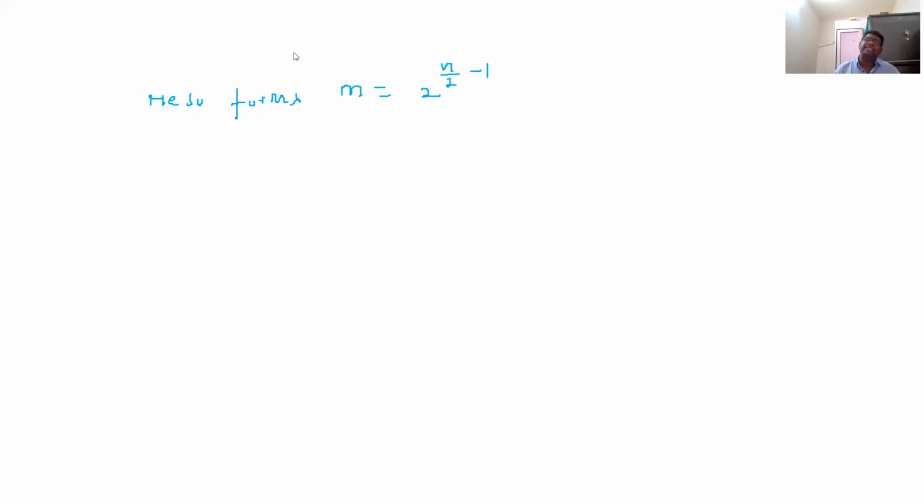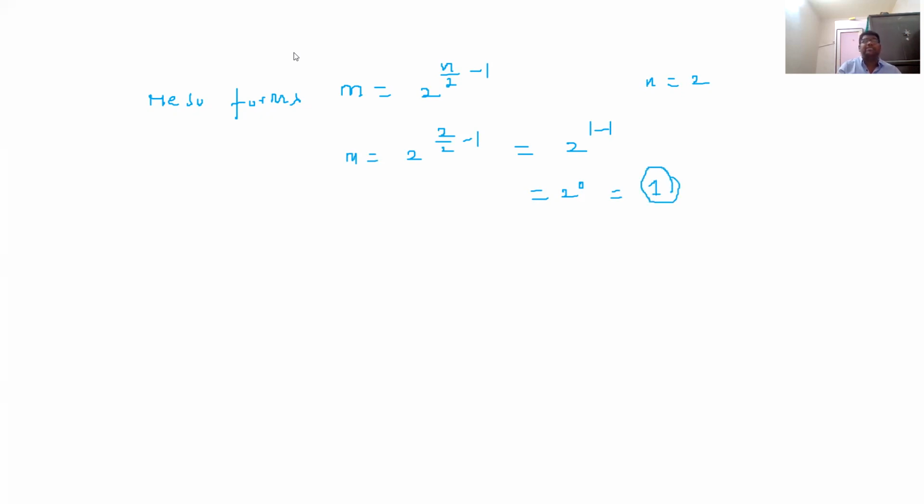So here, what is n? n is equal to 2, an even number of asymmetric centers. Therefore, m is equal to 2 power (2/2 minus 1), that is 2 power 1 minus 1, so that is 2 power 0. Anything power 0 is 1. How many mesoforms? 1.